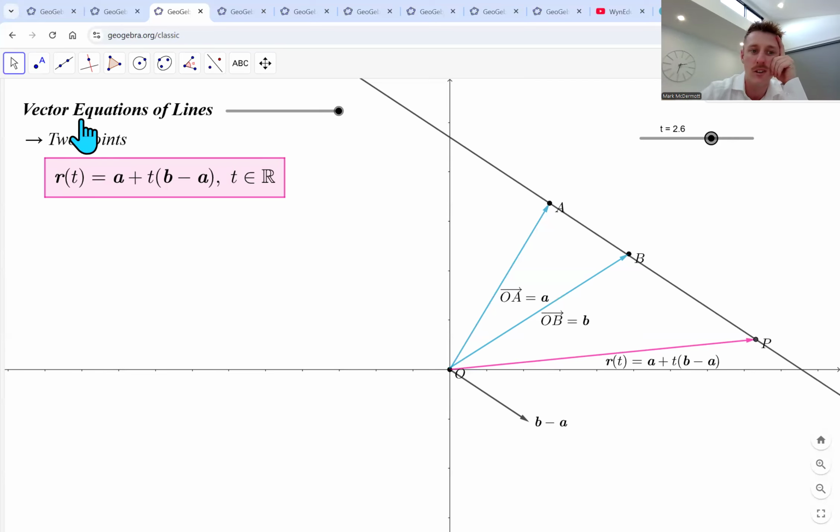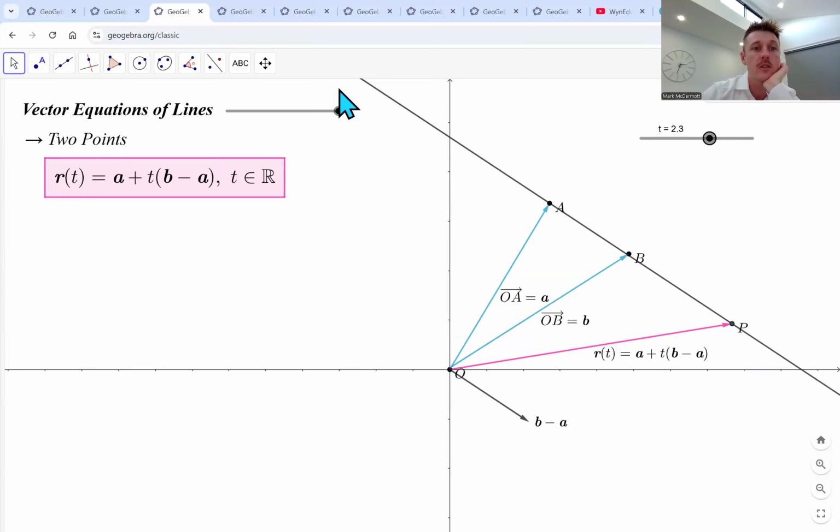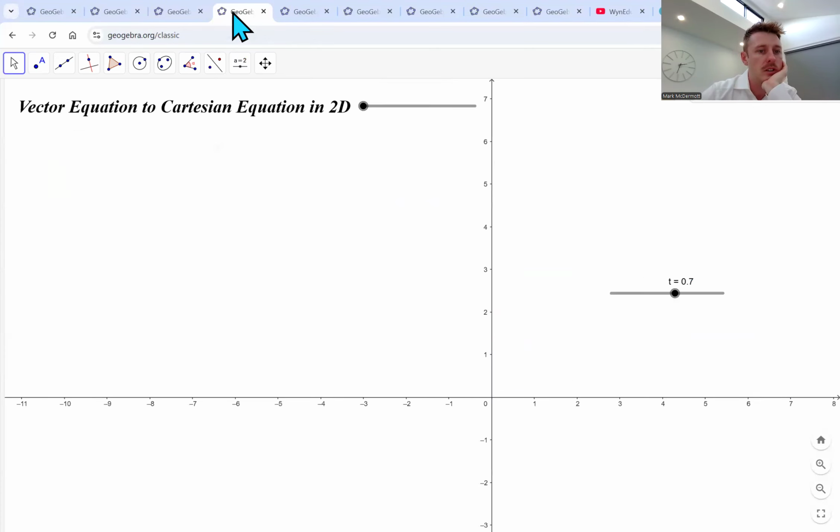So that's how you can get the vector equation of a line when you get given 2 points. And obviously this down here is just for illustration purposes. But hopefully that makes some sense for how you find the vector equation of a line given 2 points. Okay, the fun continues. Let's have a look at the next thing.